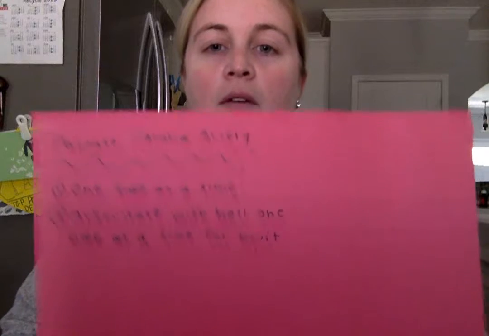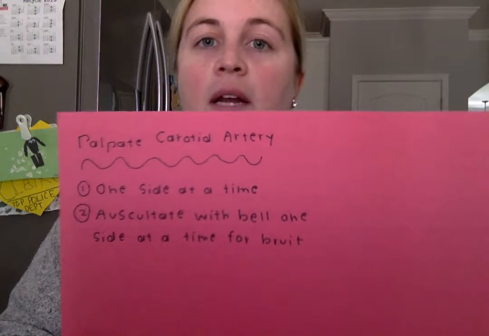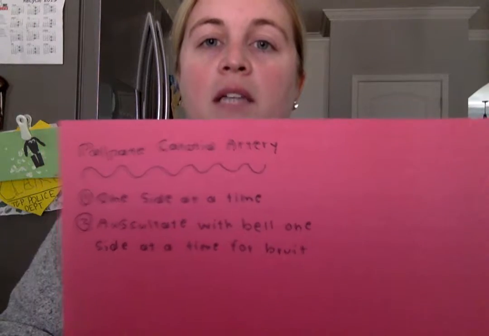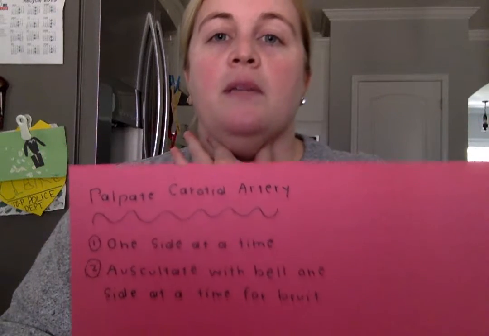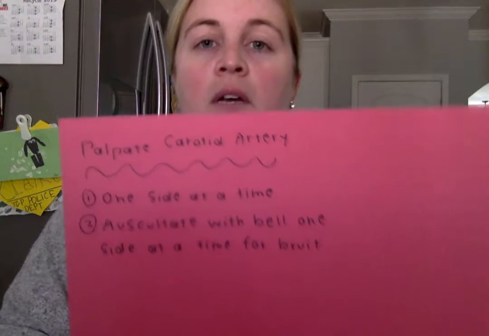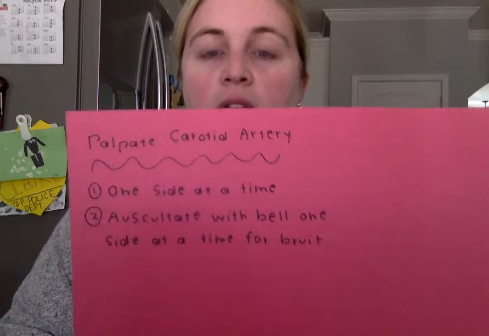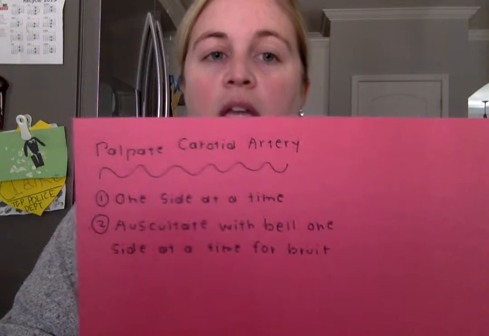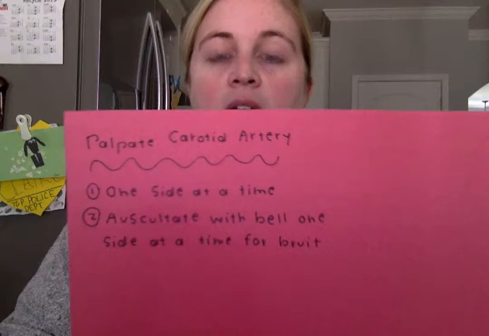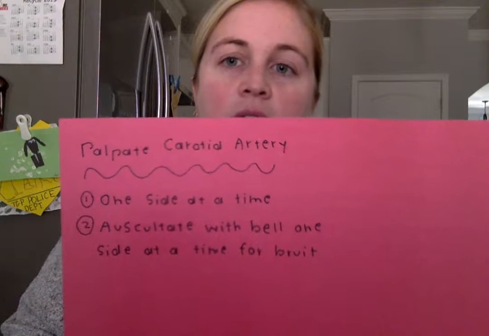When you're palpating the carotid artery, you want to make sure that you're only palpating one artery at a time, one side at a time, because if you include both at the same time, then you could potentially cause your patient to pass out. When you're listening to the carotid arteries, you're going to listen with the bell of your stethoscope, making sure again that you only listen for one side at a time and asking your patient to hold their breath while you're assessing the carotid arteries.